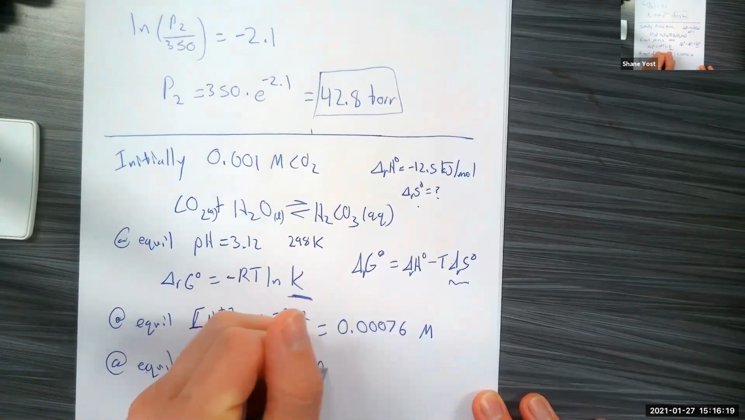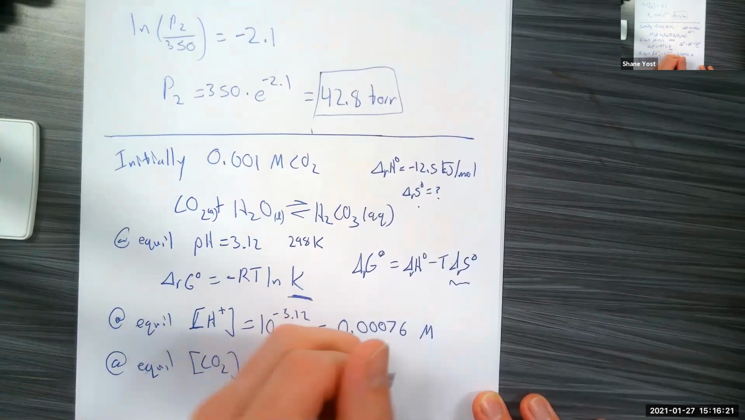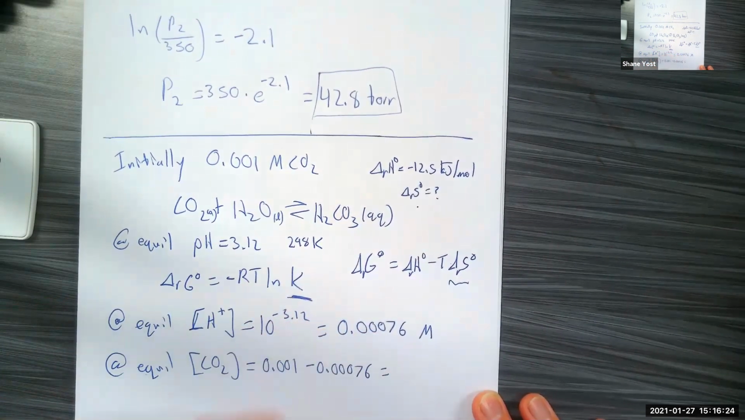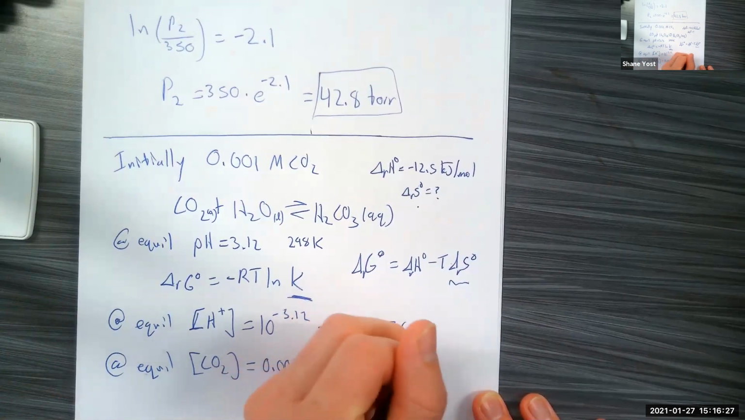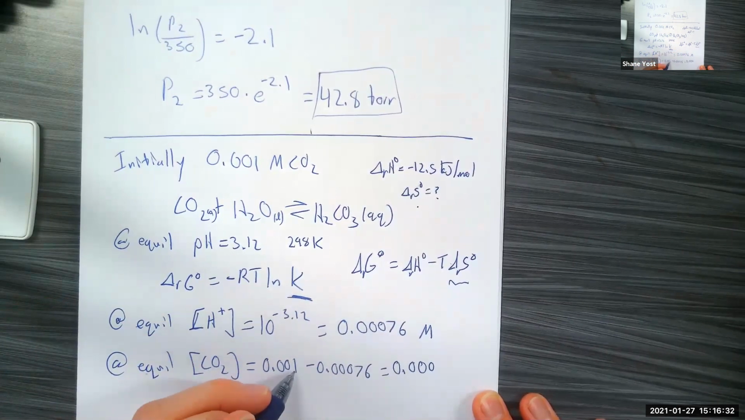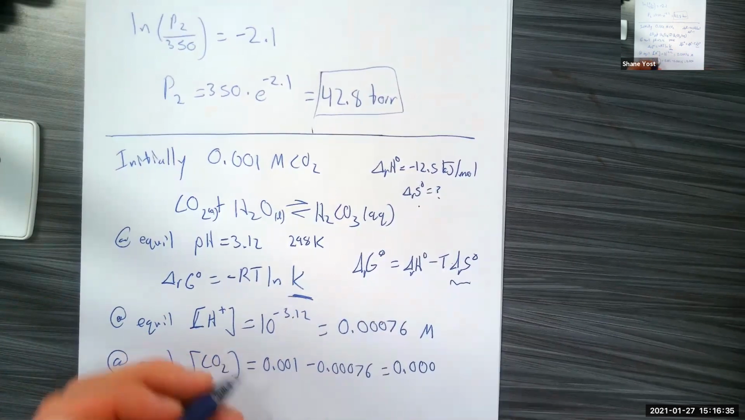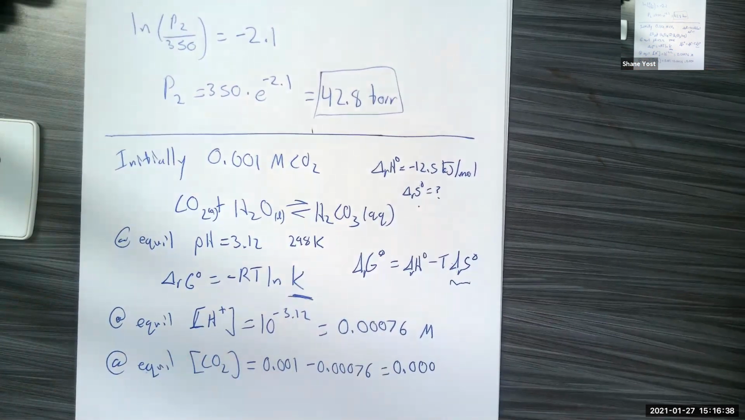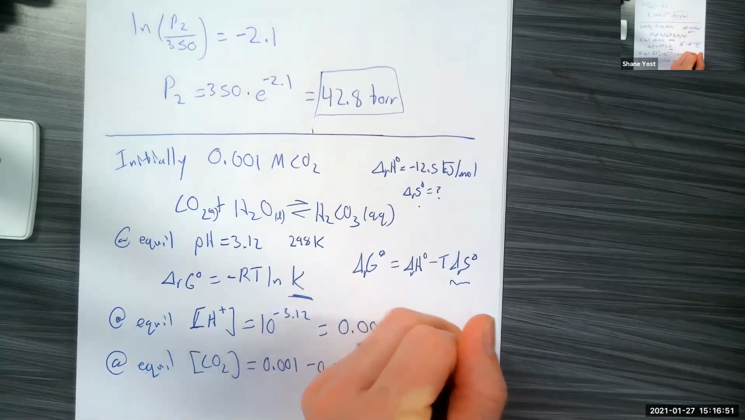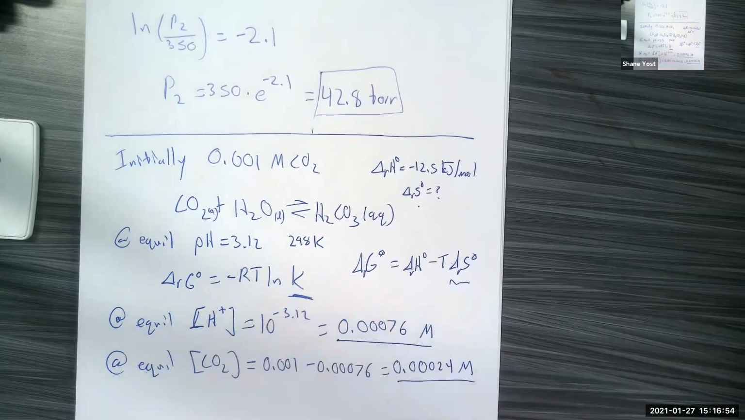0.001 minus 0.00076, which is 0.000... no, that's an order of magnitude. Oh, sorry. No, it is another 0. Yeah, 0.00024. That's what I thought. Okay, I'm not going crazy. So now I have the equilibrium concentrations of H+ and CO2.